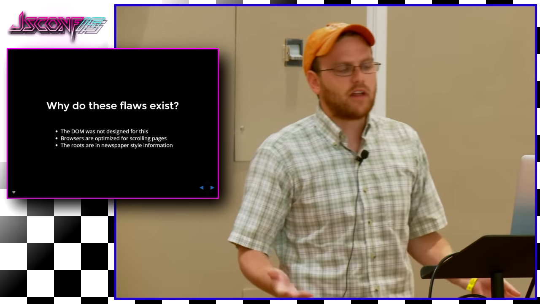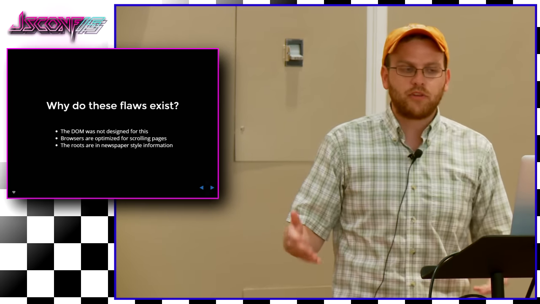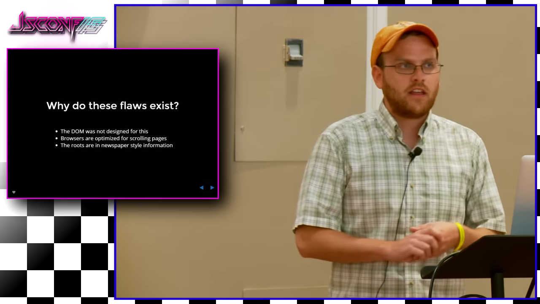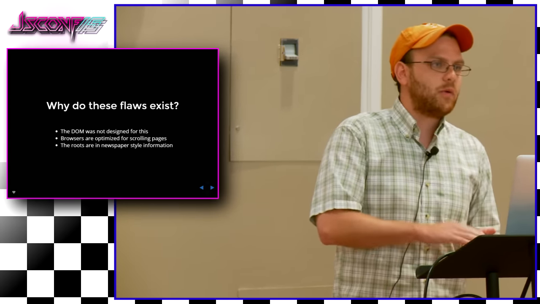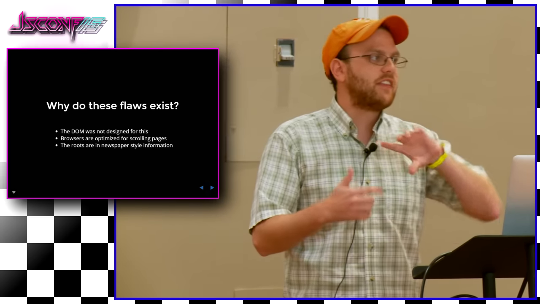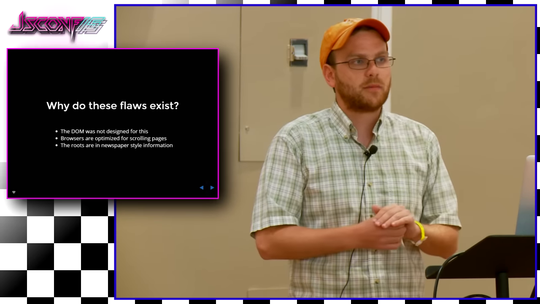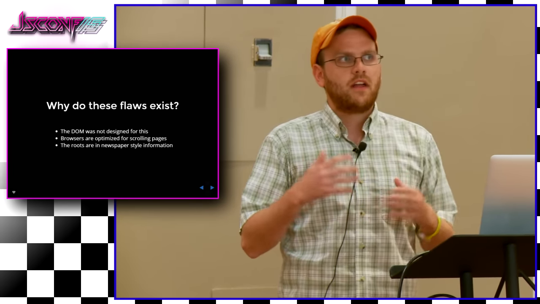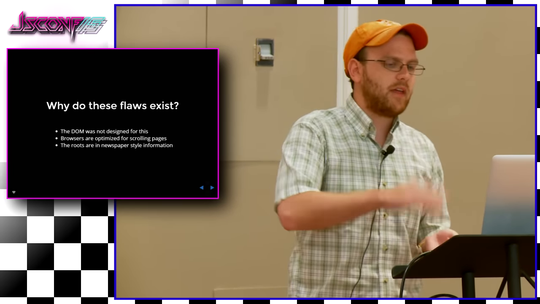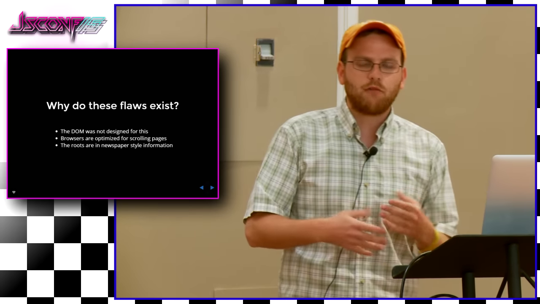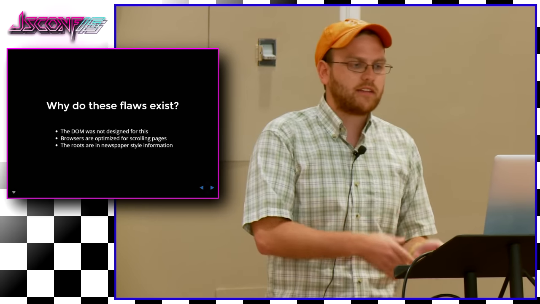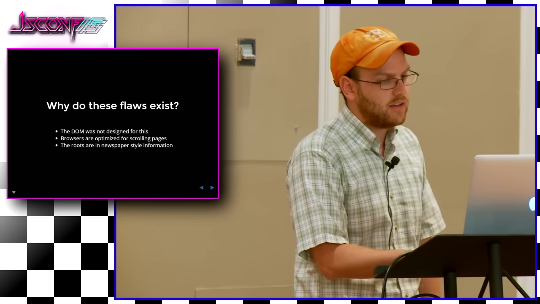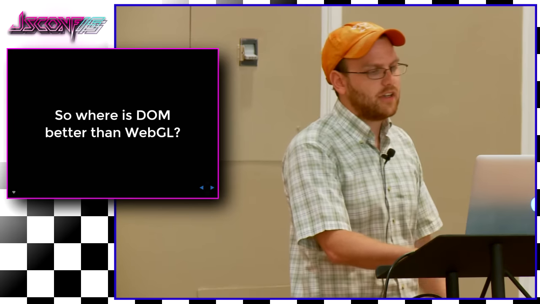So again, why do these flaws exist? It's because the DOM was not designed to do this. Browsers are optimized for scrolling pages of content. They make a lot of optimizations so that when you scroll a web page up and down, that image and that video looks really, really crisp. And because of the ability for them to scroll up and down and make that really performant, you take hits elsewhere. And again, the roots are in newspaper style DOM information. So where's the DOM better than WebGL?